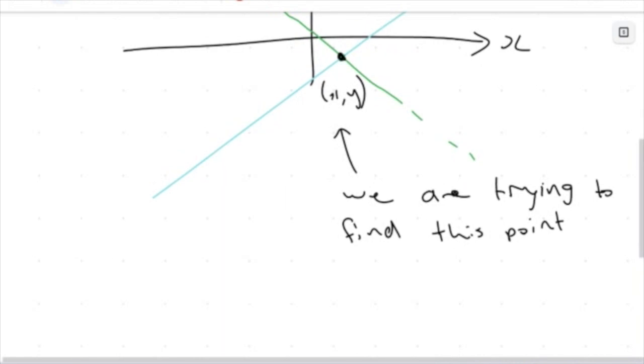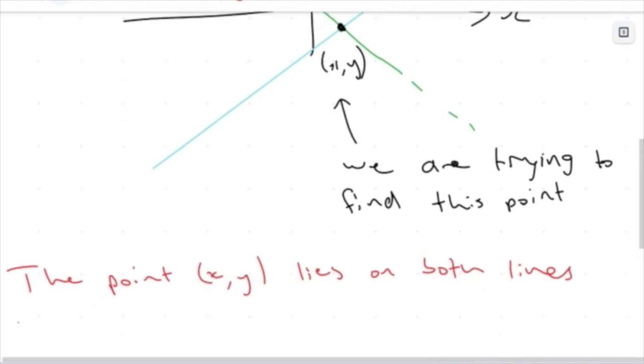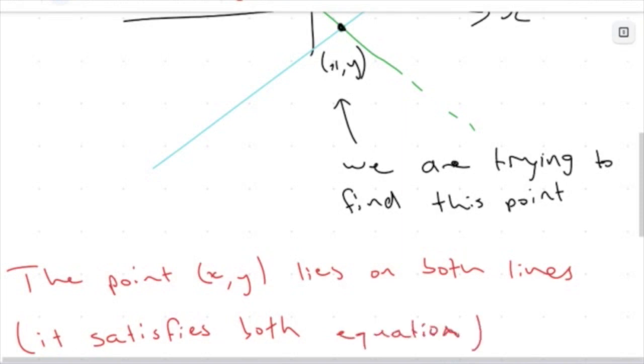So I'm actually going to write that down here because this is pretty important. The point xy lies on both lines. In other words, it satisfies both equations. By that, I mean, once again, if I put my x coordinate and my y coordinate into my equation, the left-hand side will be equal to my right-hand side.